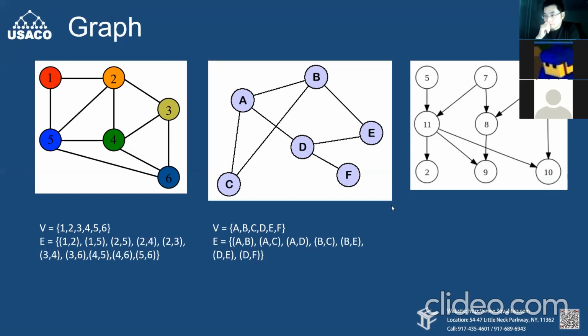Wait, what are vertexes? The nodes, right? Oh, 8? Yeah, the 8. The 8 vertices, right? 5, 7, 3, 11, 8, 2, 9, 10. Right? How many edges? 5 and 11. There's 1, 11, 2, 1, 2, 3, 4, 5, 6, 7, 8. So the 8 edges, right?